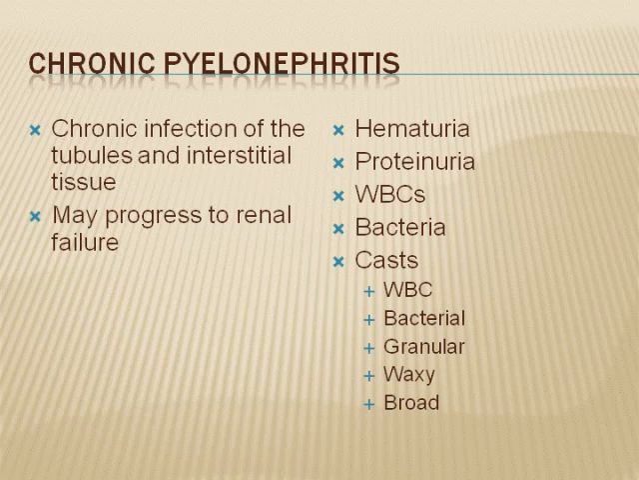Chronic pyelonephritis is a chronic infection of the tubules and the interstitial tissue. This may progress to renal failure. Again, blood, protein, white blood cells, bacteria in the urine, and all different kinds of casts present. White cell, bacterial, granular, waxy, and broad casts.